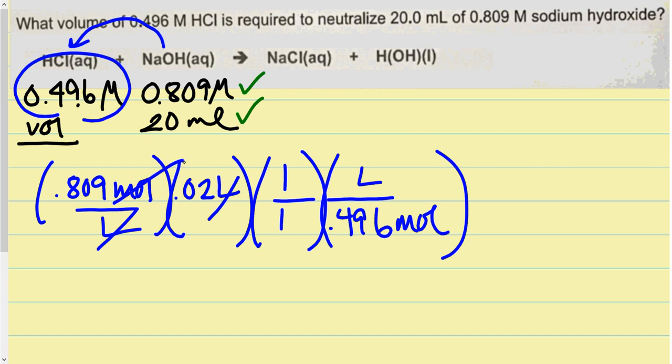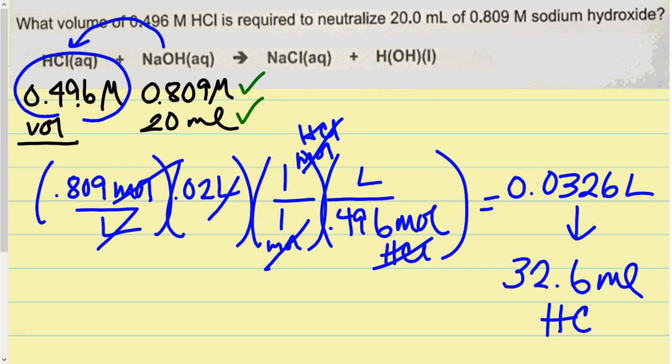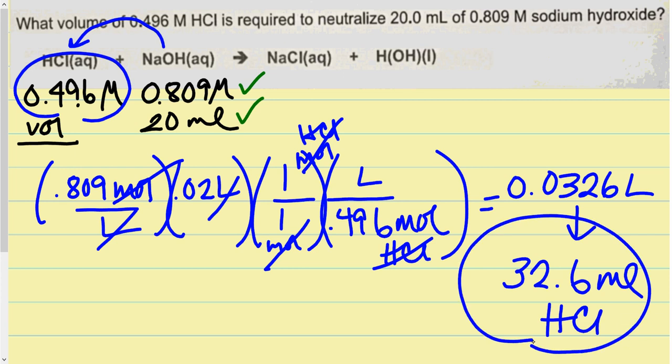So moles of sodium hydroxide cancels with this moles of sodium hydroxide. This unit happens to be moles of HCl. This is molarity of HCl, so those units cancel. You're left with liters. Perform the math, and then move the decimal place. And then identify the component part. So 32.6 milliliters of HCl.